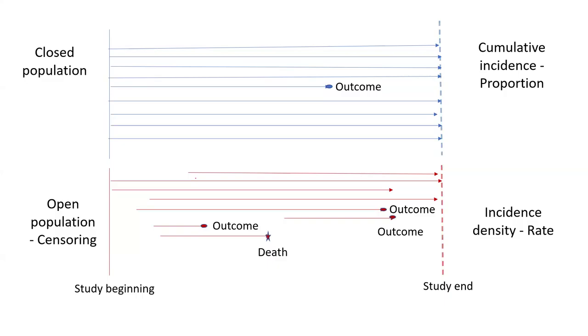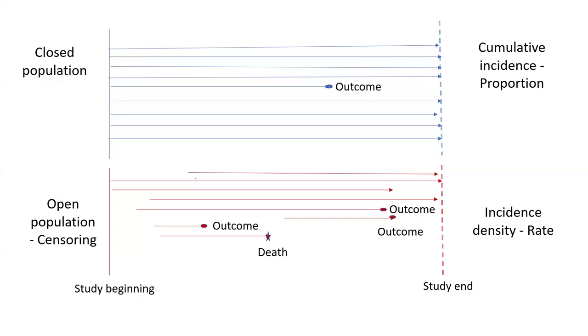Vis-a-vis the open population, in which there is left or right censoring, people enter the study at different points in time and exit the study at different points in time because of various reasons. The difference between the two is that in the closed population, maximum individuals contribute an equal duration of follow-up, while in the open population, individuals enter and exit at different times, so they contribute different periods or durations of follow-up.